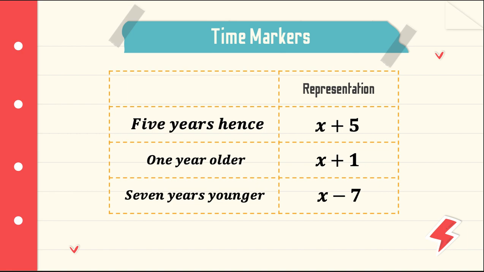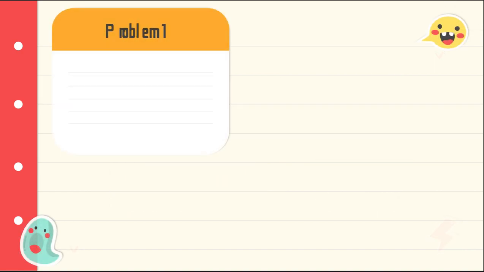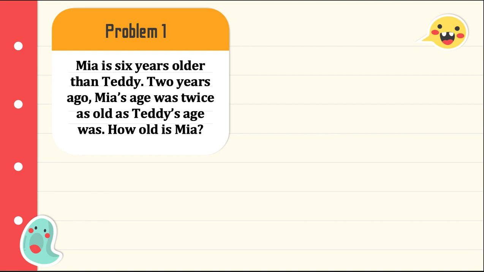So now I think we are ready to solve the first problem. The first problem here is: Mia is 6 years older than Teddy. 2 years ago, Mia's age was twice as old as Teddy's age was. How old is Mia? So we're done reading it.